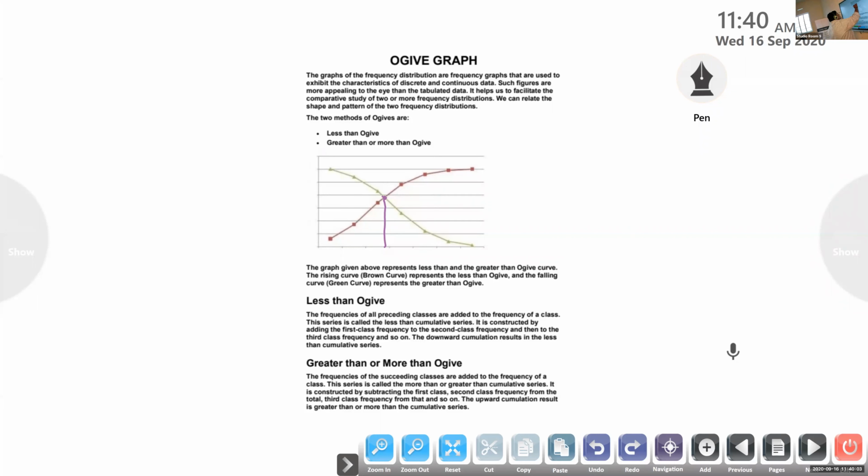So there are two methods to draw an ogive. One is less than ogive, the other is greater than or more than ogive. Okay, write down that. Write down the notes.